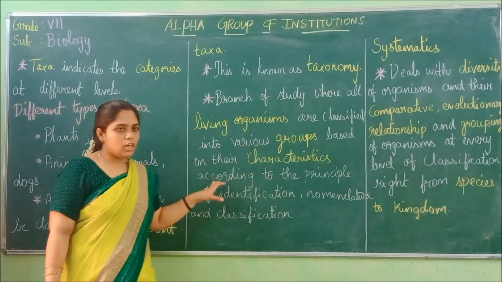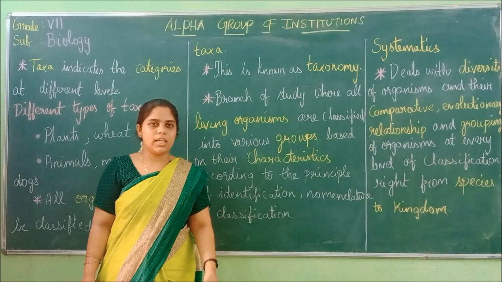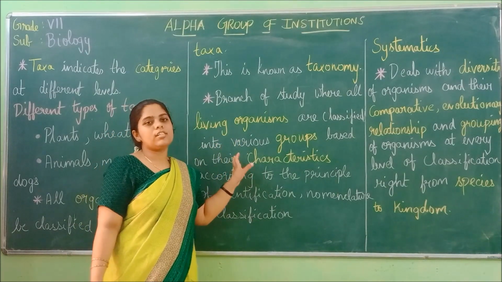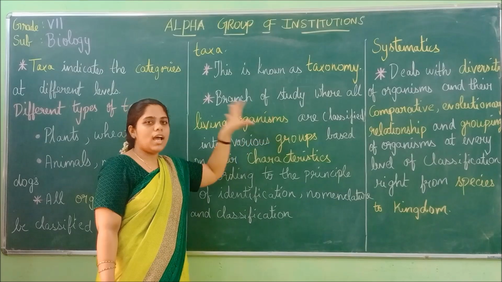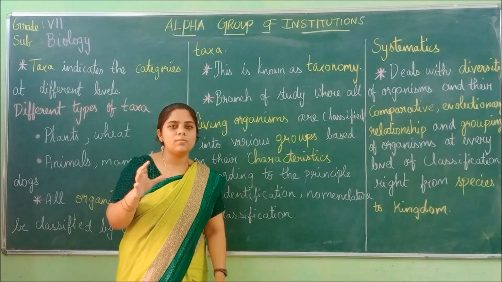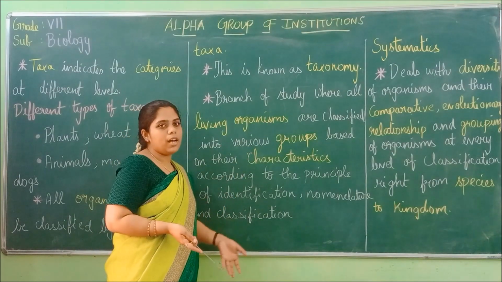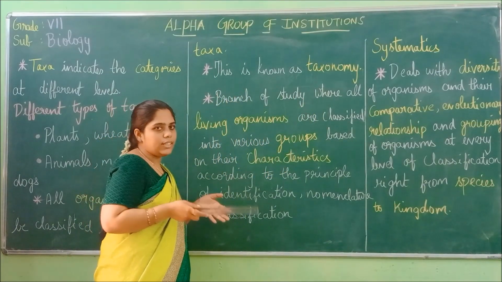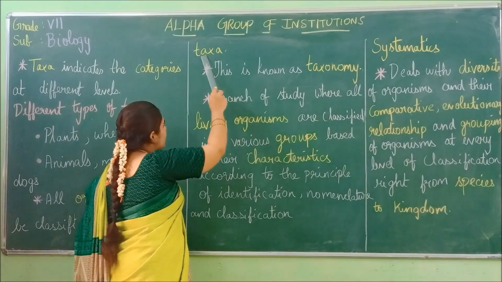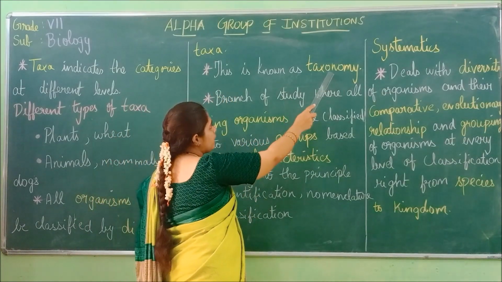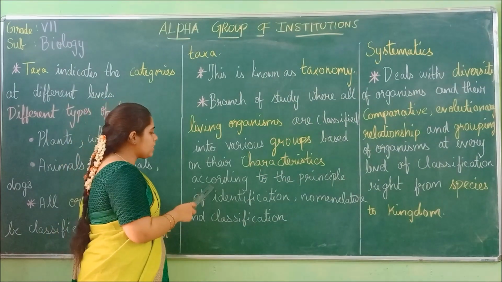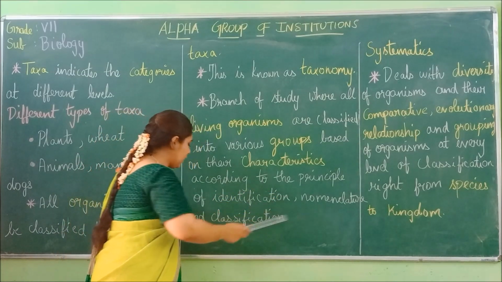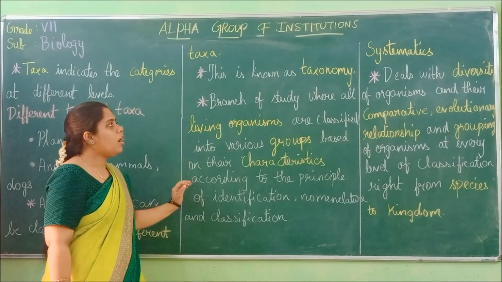In taxonomy, a group of living organisms is taken and classified according to their characteristics. This is known as the study of taxonomy. Classifying all the organisms comes under this branch of study. Why taxa? Because we use taxa to indicate categories, to classify. So it is called taxonomy. The classification happens according to the principles of identification, nomenclature and classification. So first we saw how it is classified.